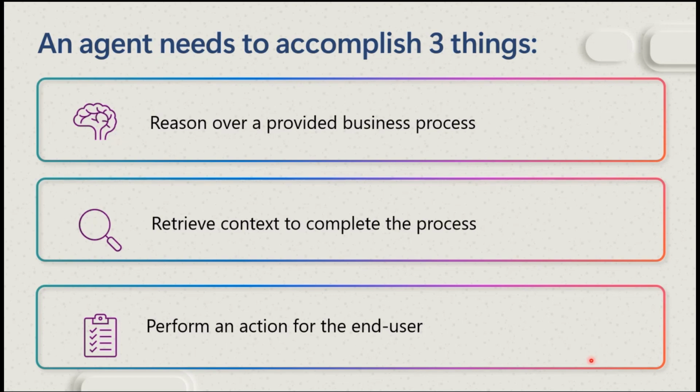And then finally, the agent must be able to perform an action for the end user. These are practical capabilities the agent can execute, like triggering a workflow, calling other APIs, or updating records. And this is where the agent delivers value by completing tasks on behalf of different users.